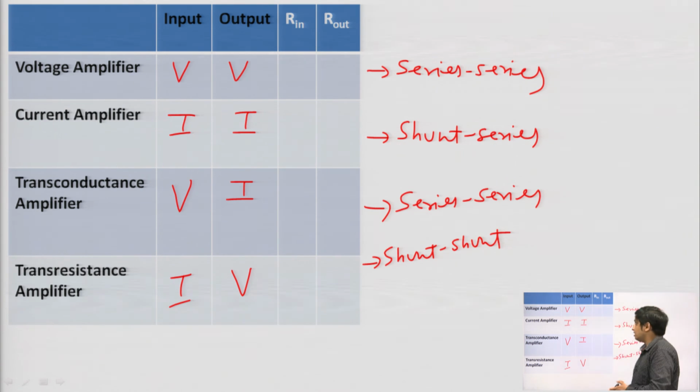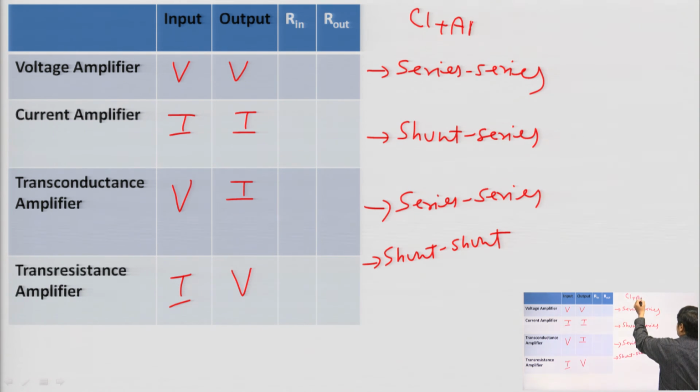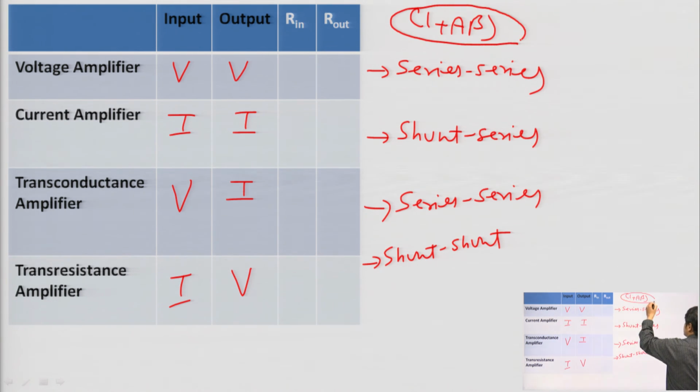in the next class, before that just see to it. With the help of negative feedback, if the resistance is increased, then it is increased by the factor of 1 plus A beta, and if the resistance is decreased, then it decreases by the factor of 1 plus A beta. That 1 plus A beta is called the amount of feedback. A is the gain without feedback, beta is the feedback ratio, A beta is the loop gain, and 1 plus A beta is the amount of feedback.